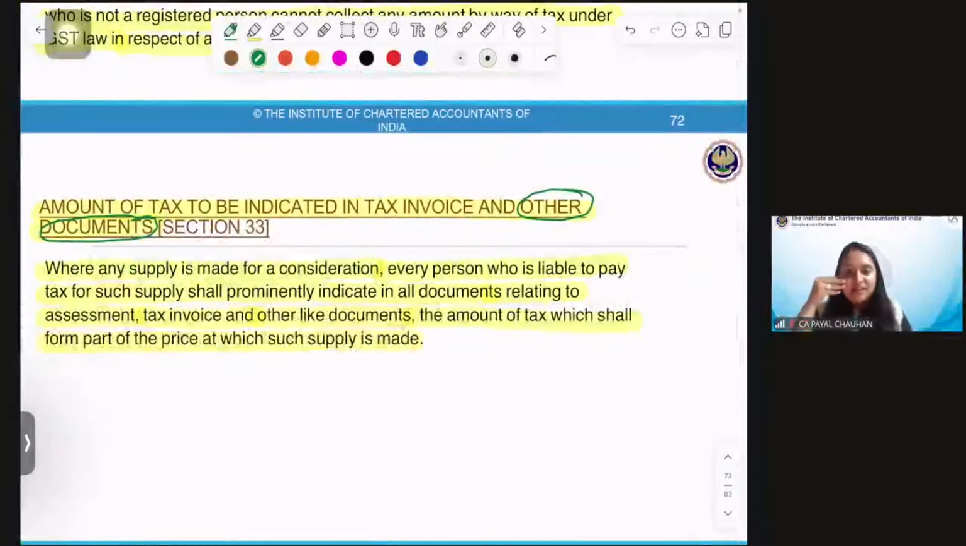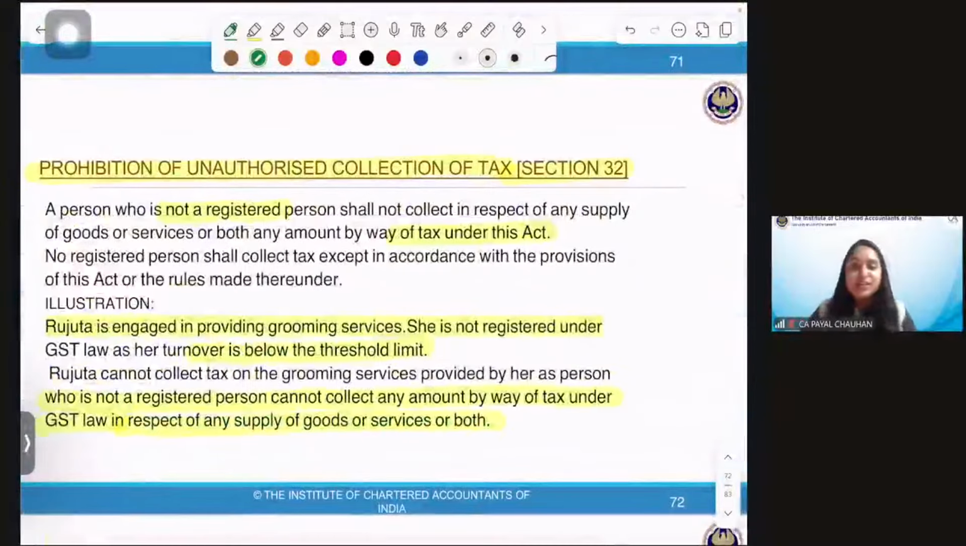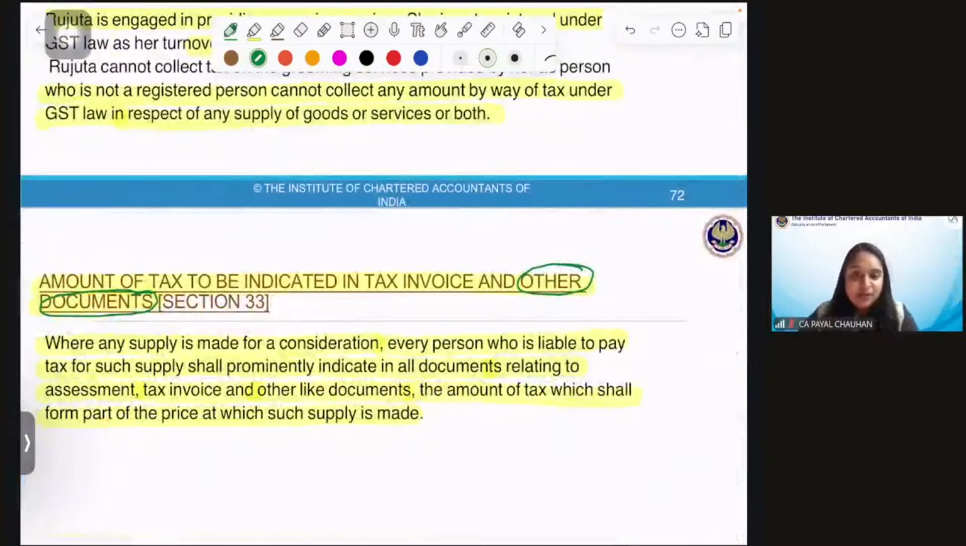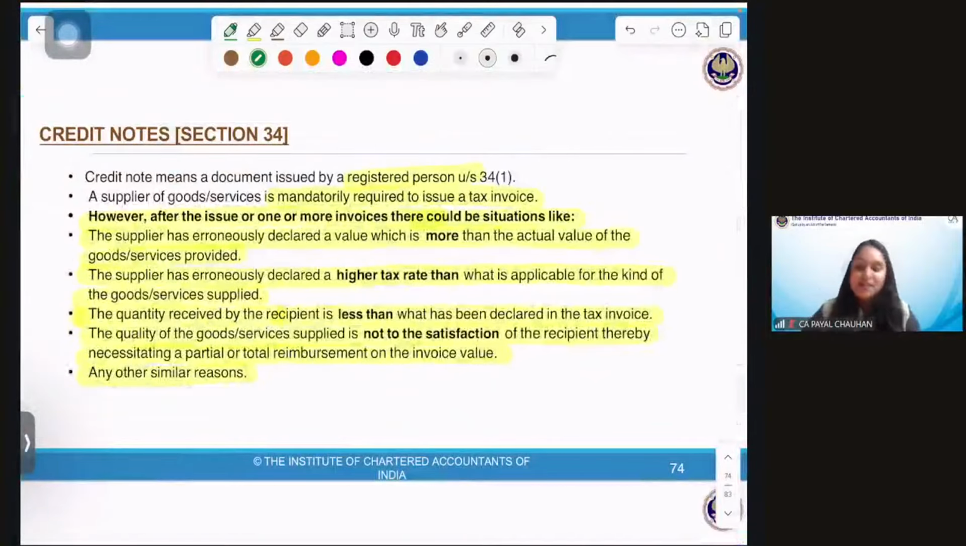Okay, section 32. Unauthorized collection of tax is not possible. Unless you are registered, you can't collect tax. And section 33 deals with what? The rate and the amount of tax should be shown separately.